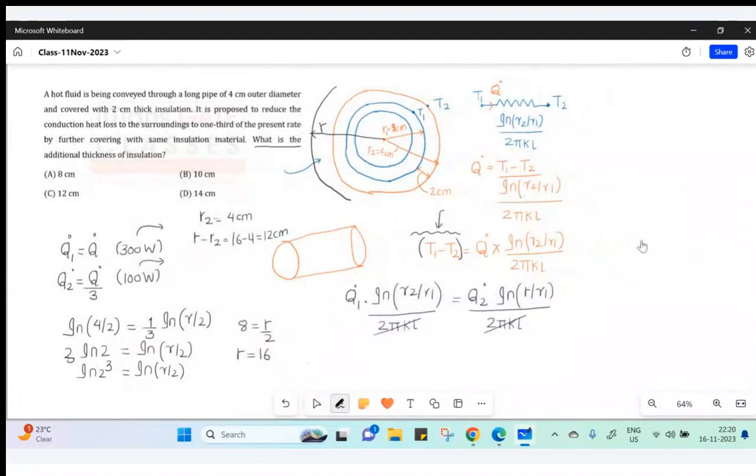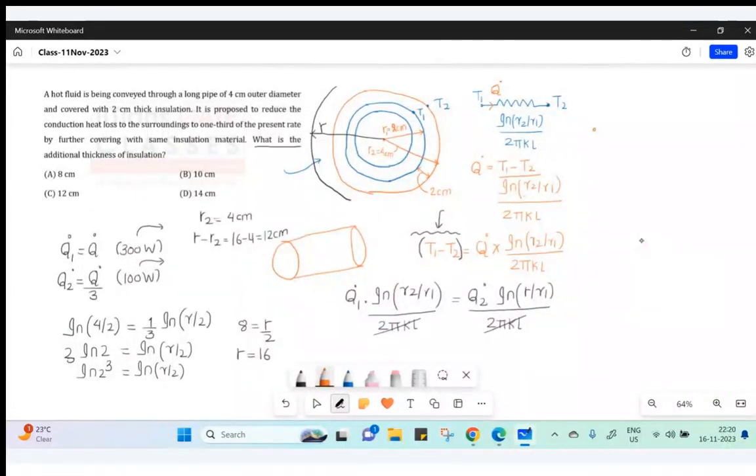Let us say I want to draw the complete network. Let me draw. You pointed out the right thing, but that's the nature of the problem here. The problem is not completely or clearly defined. Let us say this is my inner fluid, then I have 1 over hiAi. Then I have the resistance of the solid pipe. After that, I have the resistance of my insulation.